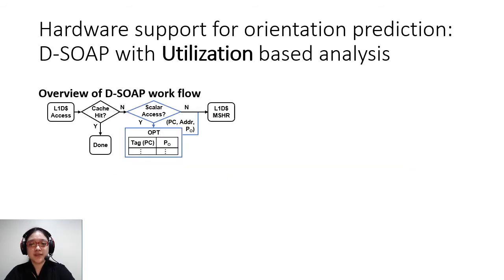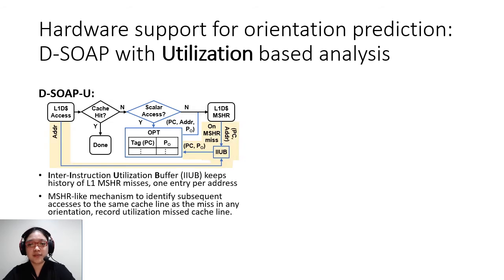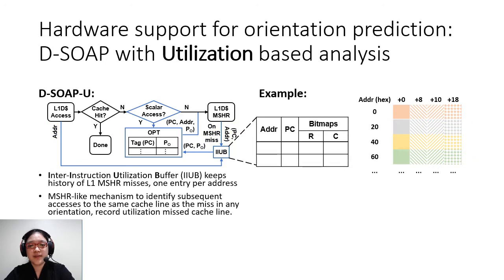On top of the basic DSOAP workflow, we add a structure called IIUB, Inter-Instruction Utilization Buffer. IIUB keeps a history of L1 MSHR misses and observes subsequent accesses to record how much useful data falls in the same cache line as the miss in any orientation. The IIUB entries consist of miss address, miss instruction PC, and bitmaps to record the utilization of cache lines in each orientation. Let's look at an example to see how utilization is recorded and used to predict preferred orientation.